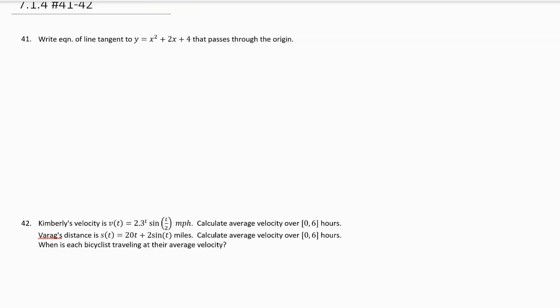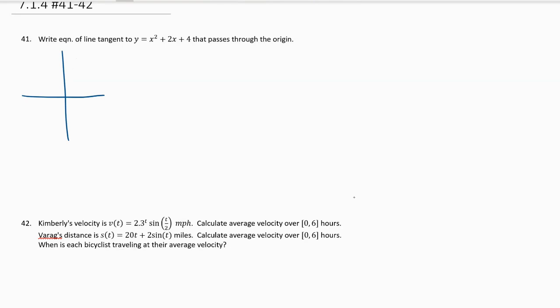Find the equation of the line tangent to y equals x squared plus 2x plus 4 that passes through the origin. What I want to point out first is that this graph does not pass through the origin. What they're saying is that we have the equation of a line tangent, and that line passes through the origin. The parabola x squared plus 2x plus 4 is not actually passing through the origin.